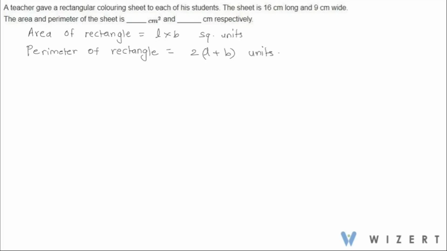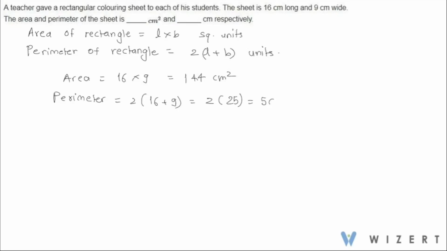Therefore, area of this rectangle is going to be area equal to 16 into 9, which is equal to 144 centimeter square, and perimeter equal to 2 into (16 plus 9), which is equal to 2 into 25, which is equal to 50 centimeters. So this is the answer. Area is 144 centimeters square and perimeter is 50 centimeters.